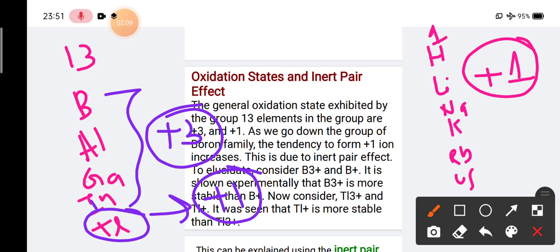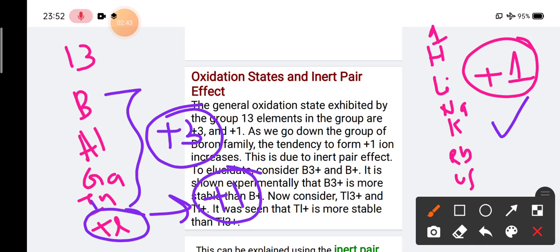So why did this happen? In a group, all of them have similar properties. All the members of the group should have the same oxidation state, as with alkali metals or alkaline earth metals. But in the case of group number 13, among the 5 members, only 4 members are plus 3, but 1 member is different. It has plus 1 oxidation state. So what is happening?